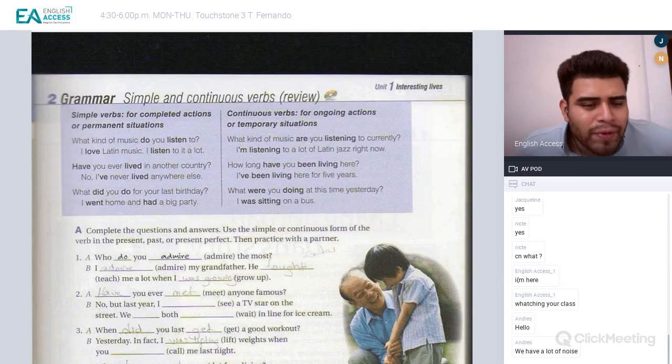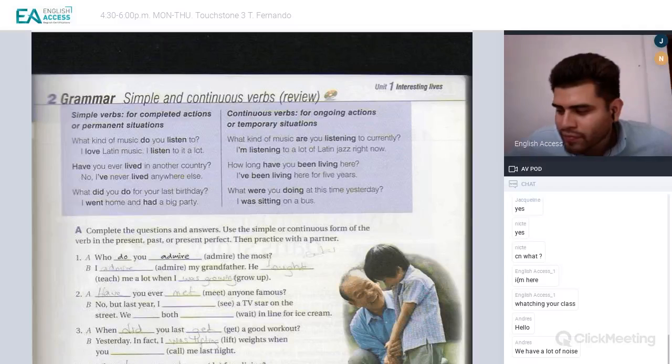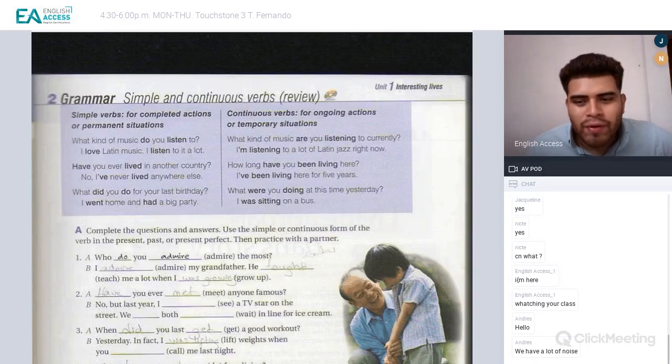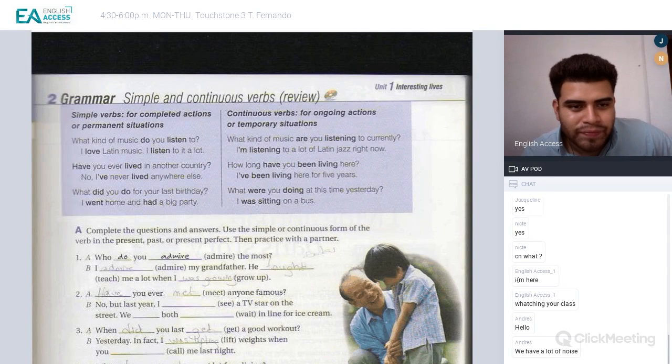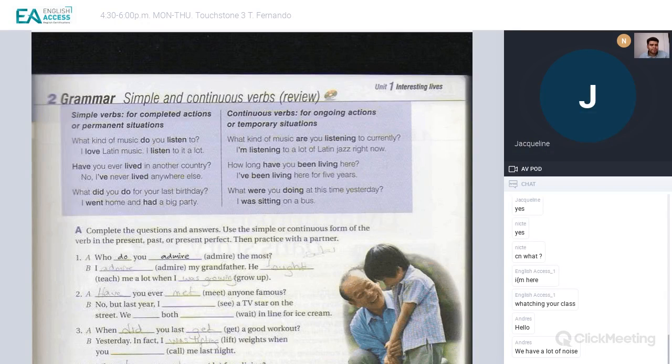All right. So repeat after me. Have you ever lived in another country? No, I've never lived anywhere else. Nice. What did you do for your last birthday? I went home and had a big party. Nice. All right, now continuous verbs for ongoing actions or temporary situations.